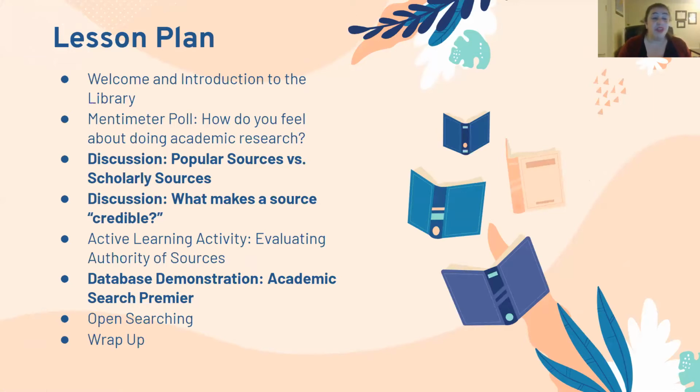I then like to go into an anonymous poll using Mentimeter, which is a digital polling tool, asking students how they feel about doing academic research. We will then go into a discussion about the different types of sources and what makes a source credible. We will then transition into an active learning activity where students will look at multiple sources and determine whether or not they would use that source in their op-eds. We would then end class with the database demonstration using Academic Search Premier, followed by time for open searching and a quick evaluation, where I would ask students, what is one new thing that they learned about doing research today?